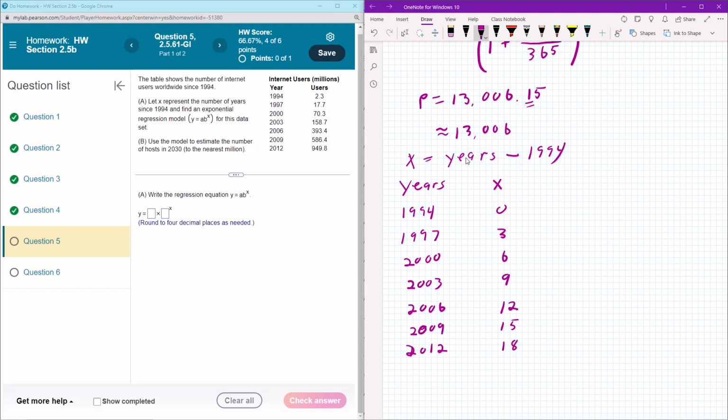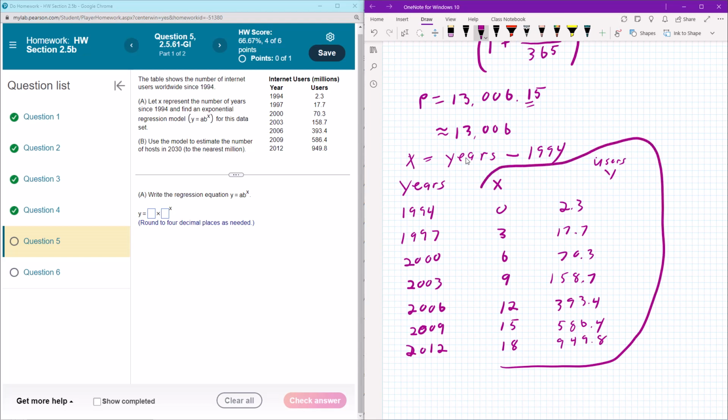All right. And then Y is going to be users. Users, that is Y. So here we would have 2.3, 17.7, 70.3, 158.7, 393.4, 586.4, 949.8. So this right here is the data that we actually want to put into our calculator to do an exponential regression. So how do we do that?